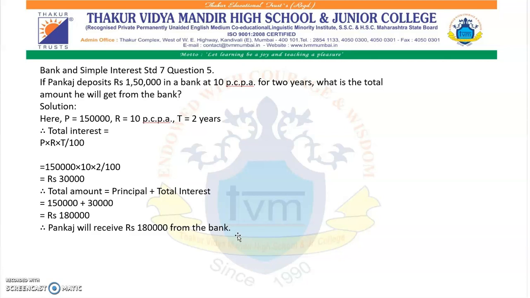Remember that when we are taking a loan from the bank, we have to return the original amount plus the interest charged by the bank. But when we are depositing money in the bank, the bank will pay interest on our principal. So Pankaj will receive the principal plus the interest paid by the bank, and that is called the amount. This is the amount received by Pankaj.